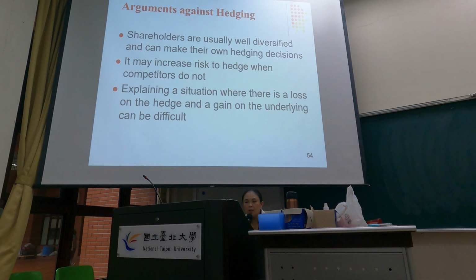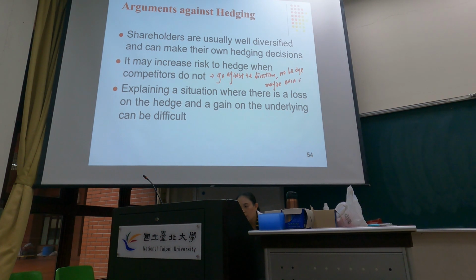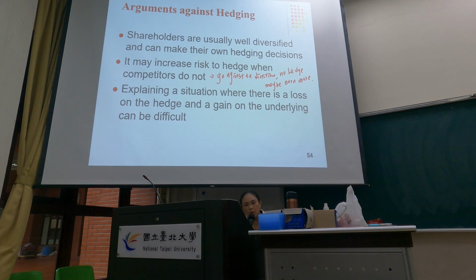Secondly, it may increase the risk to hedge when the competitors do not. So basically, if the price goes against the direction, no hedge, maybe more. Sometimes if your competitor doesn't hedge and the interest rate actually goes down, actually they are borrowing at the lower rate compared with us, right? Because we locked in at a relatively high rate. It could be possible.